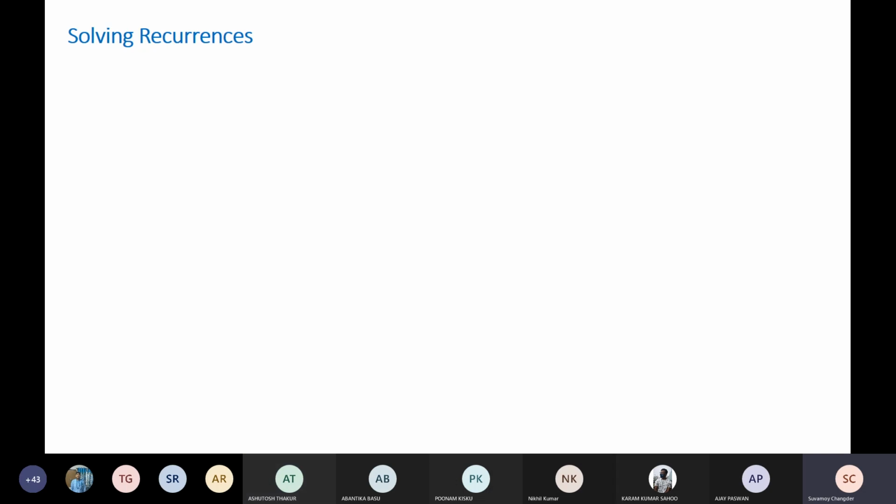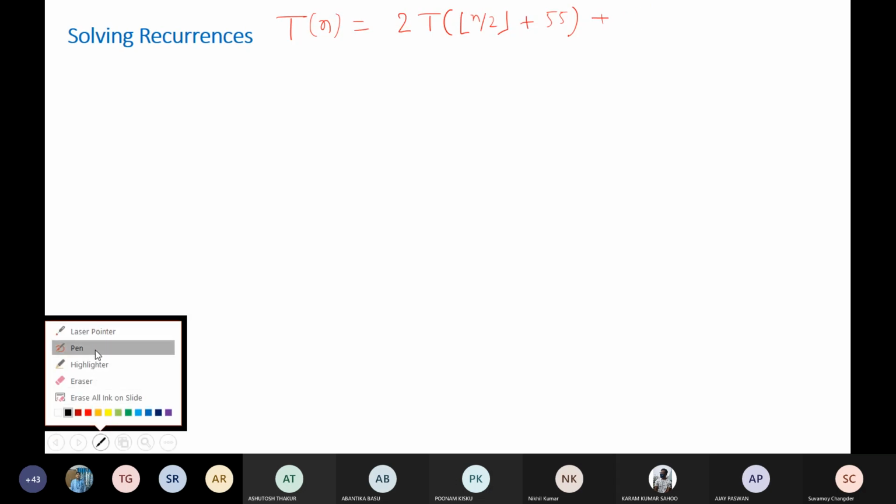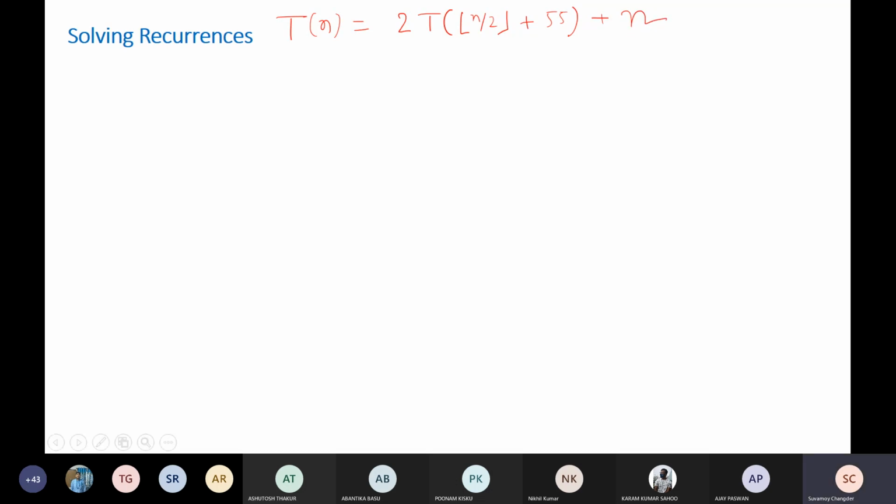Thank you. So now let us check another example. Then I think you will get your answer on how to go for correct guessing. Let us say we have an unknown equation T(n) equals 2T(n by 2) plus 55 plus n. Should not write 50.